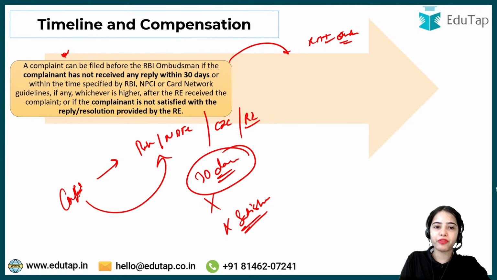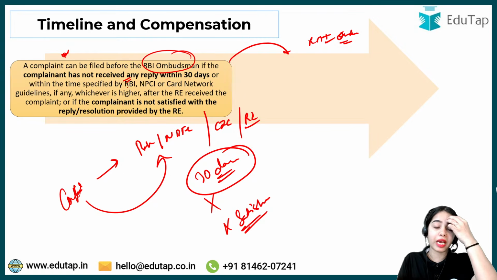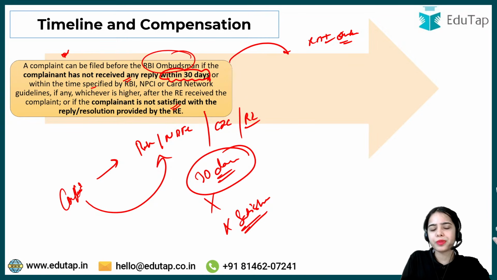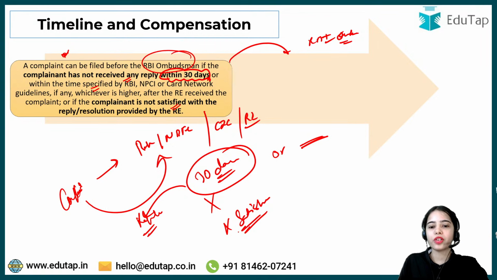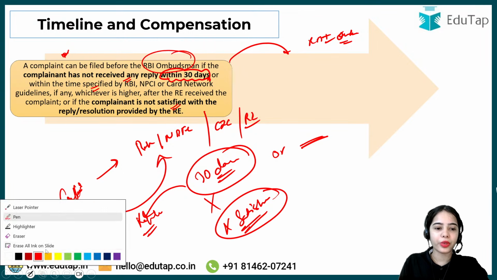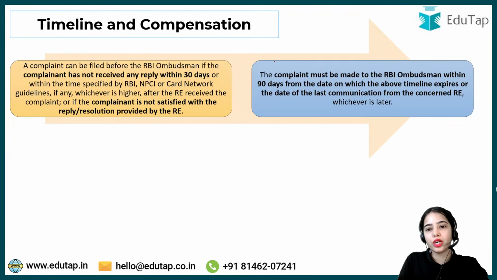So a complaint can be filed before the RBI ombudsman if the complainant has not received any reply, or the reply is not satisfactory. That is, the reply has not been received within 30 days or within the time specified by the authorities, or if the reply is not satisfactory, then you can go to the RBI ombudsman, or you can complain under the RBI ombudsman.